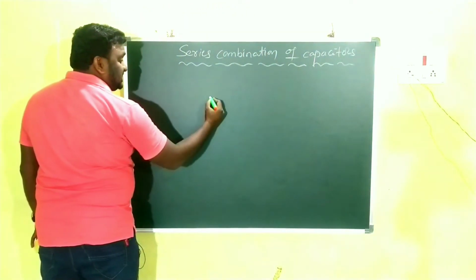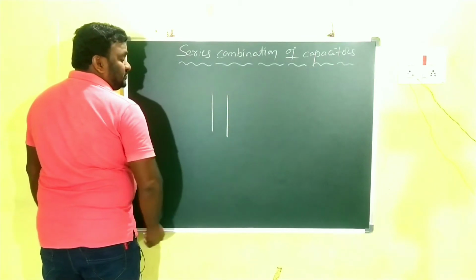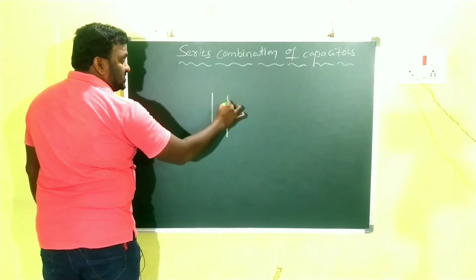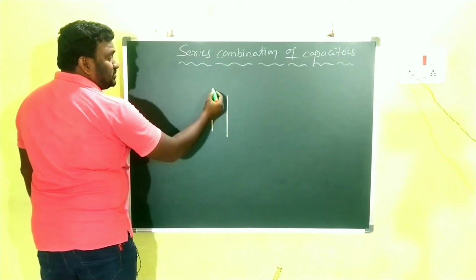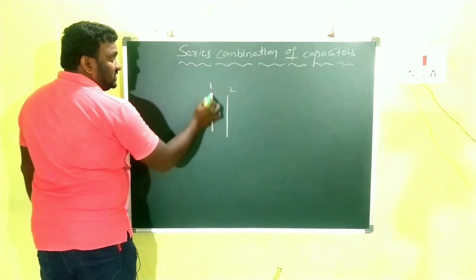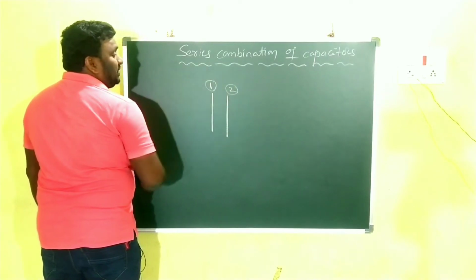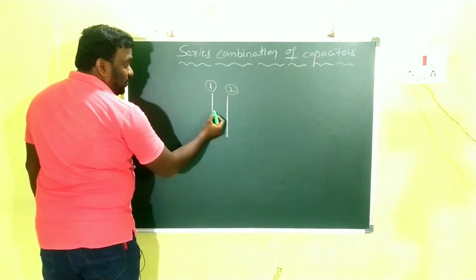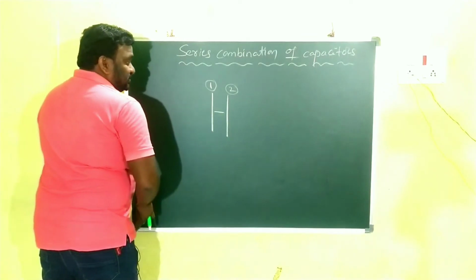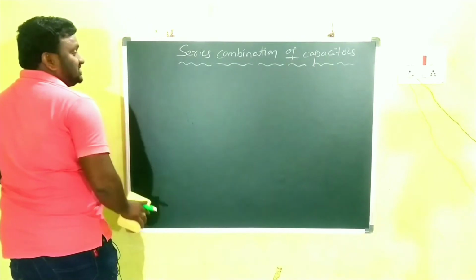Generally we can say that the circuit symbol of a capacitor is like this. Clear? This is the circuit symbol of a capacitor. This one is called the first plate of the capacitor and this one is the second plate of the capacitor. In between these two some dielectric is there. Clear?